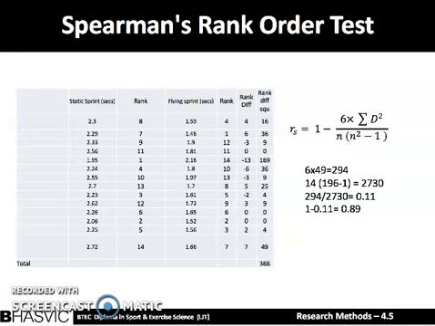And again, if the calculated value is more than the critical value, there is a significant relationship. And if the critical value is 0.59 and the value we've achieved is 0.89, 0.89 is bigger than 0.59, meaning the calculated value is bigger than the critical value. Therefore, there is a significant relationship between these two scores on the Spearman's rank order test.